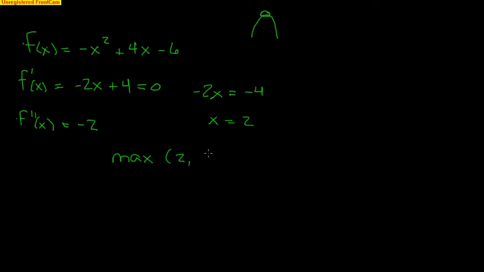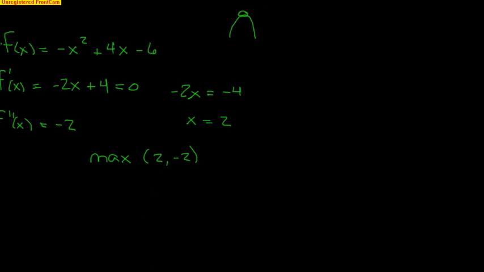And again, to get the y value, I got to go back to the original function. So plugging in 2 to the original function, I'll get negative 2, and that'll wind up being my max for that one. All right, so let's look at the last one that I'm going to do here that has the function failing, or the test failing.